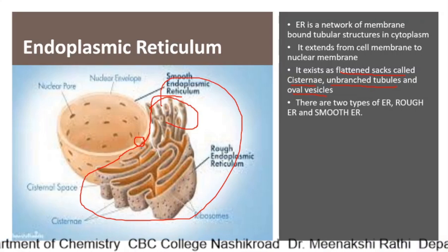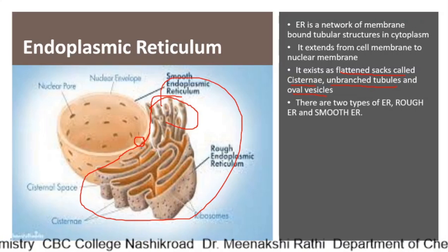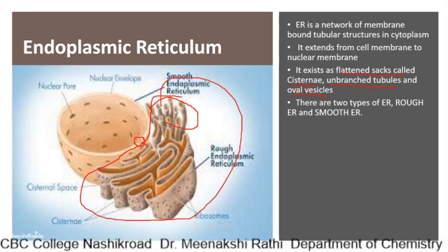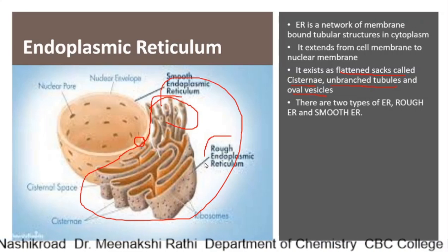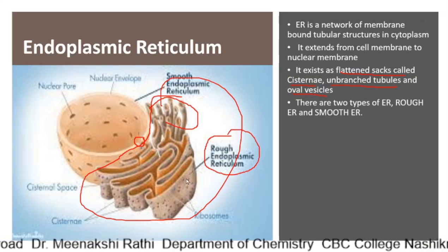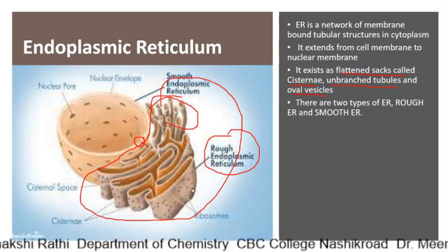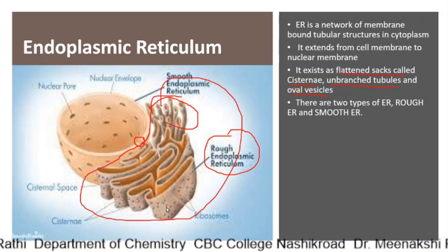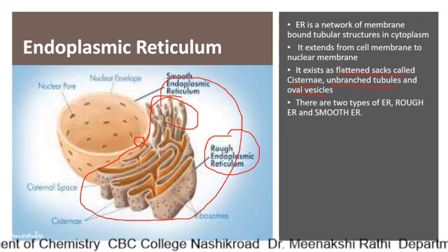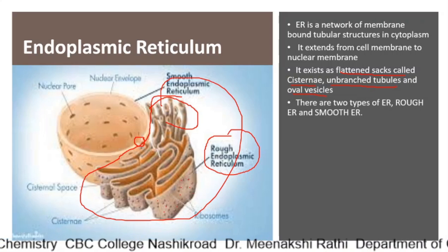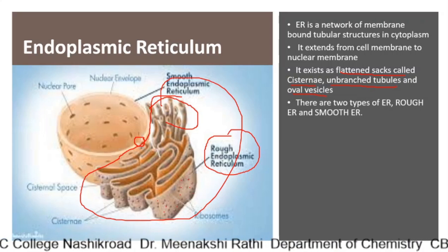A large portion of the endoplasmic reticulum is studded with ribosomes. You can see here, this is the rough endoplasmic reticulum, and to this reticulum small ribosomes are attached. So it looks quite rough and it gives a granular appearance, and that's why it is called rough endoplasmic reticulum.